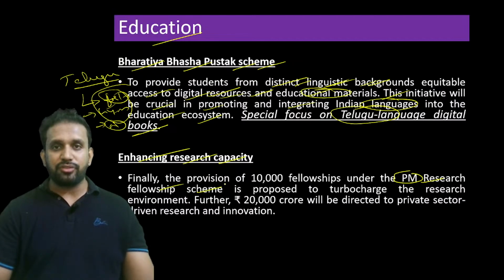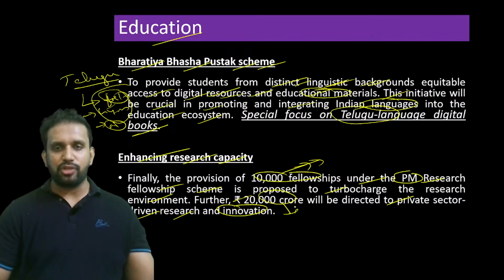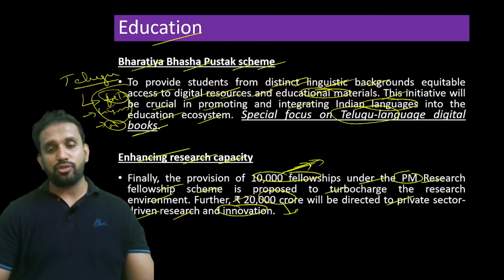Enhancing research capacity is being done by the scheme called the PM Research Fellowship Scheme. Under this PM Research Fellowship Scheme, 10,000 fellowships, meaning 10,000 students, will be supported. Ten thousand is not a small number. That is the reason a big stimulus is being given to the research environment in our country. Furthermore, the Government of India has also allocated 20,000 crore rupees for private sector driven research and innovation. So if, as a private person, I establish a solar research company, then the Government of India will give me funds from this particular allocation, and with the help of that I can do some research with regard to solar. So private driven projects are being supported under this scheme.